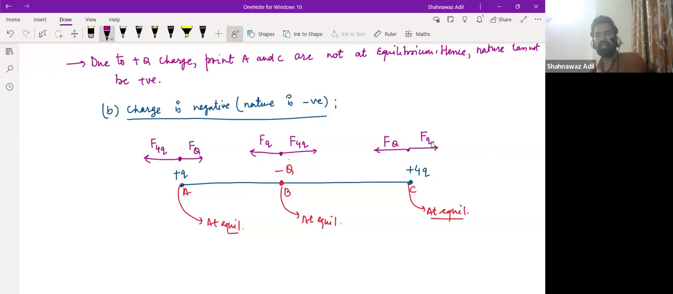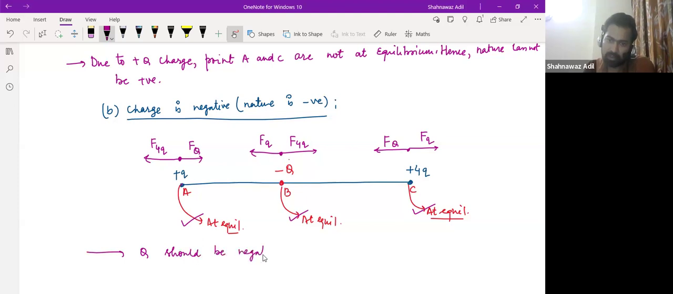Okay, so now we have this diagram. Can you tell me, do we have any non-equilibrium condition? No, sir. So everything is at equilibrium, right? Yes, sir. So this tells our answer: should Q be positive or negative? It's negative. So Q should be negative. Okay, so this completes our first part.